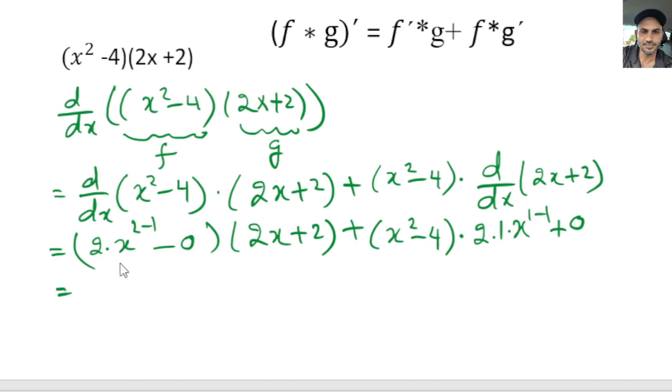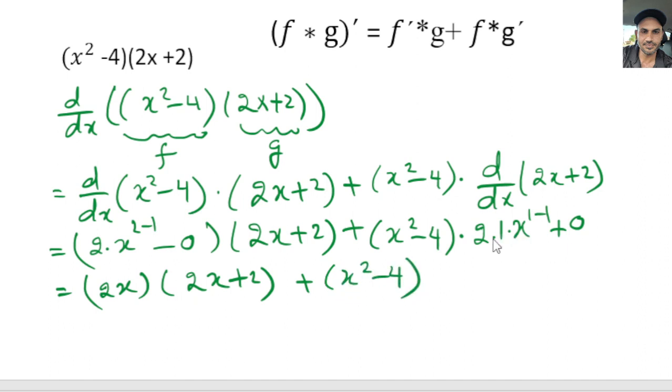So here we have just 2x, and that multiplies with 2x plus 2, plus here we have x squared minus 4, and when we simplify this we get 2 times 1 is 2, x to the 1 minus 1 is x to the 0, which is just 1. Anything raised to a 0 exponent is going to be 1, except 0, of course.